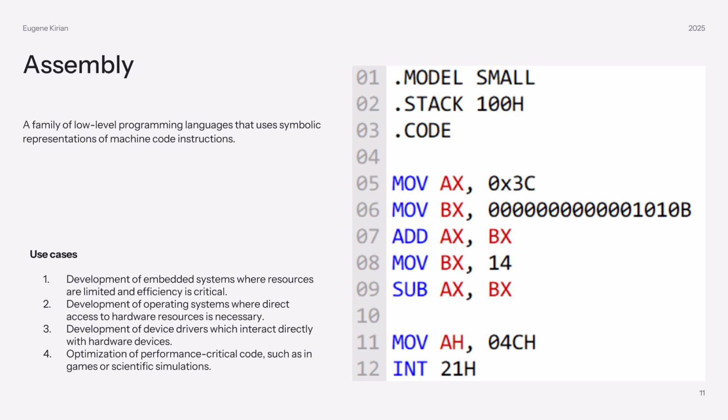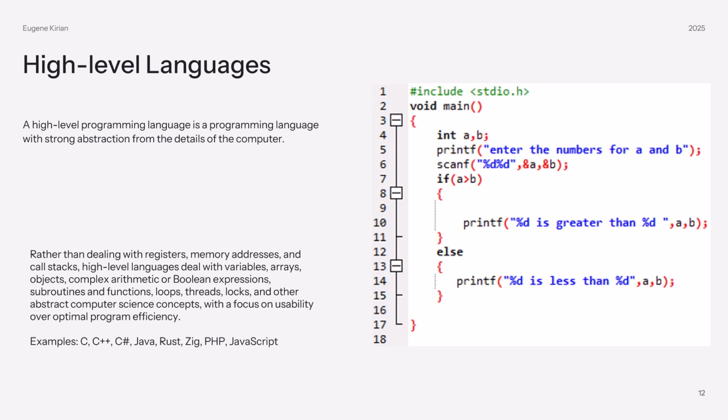It's also used to optimize performance-critical code, such as in games or scientific simulations, where every cycle counts. By using assembly language, developers can fine-tune their code for maximum performance and efficiency, making it an essential tool in certain domains.